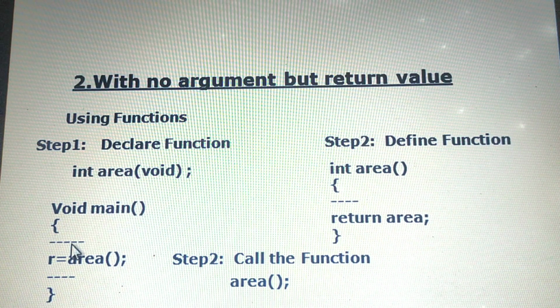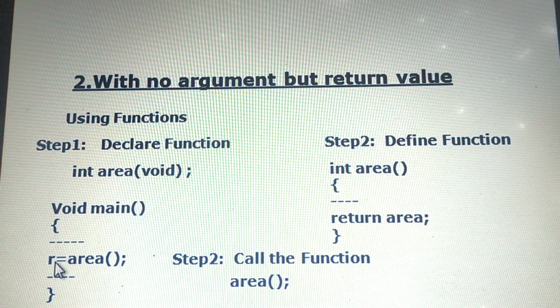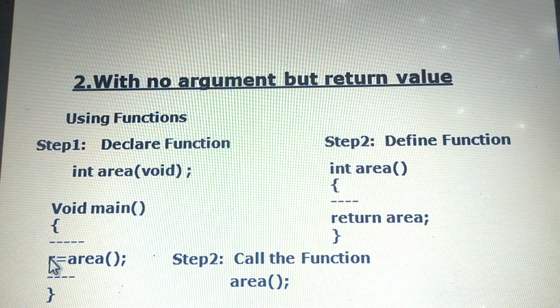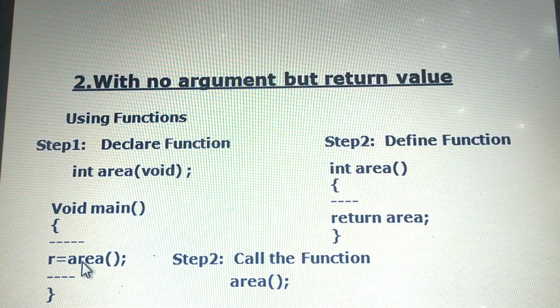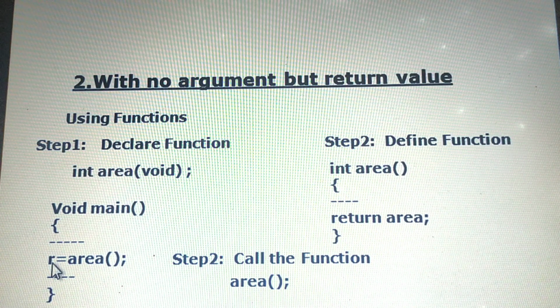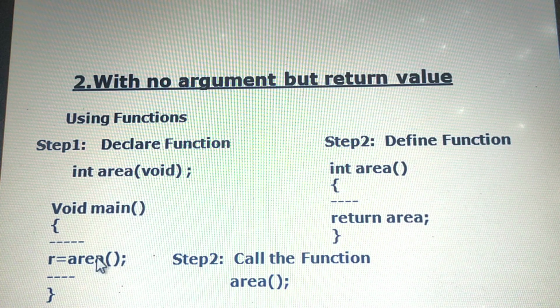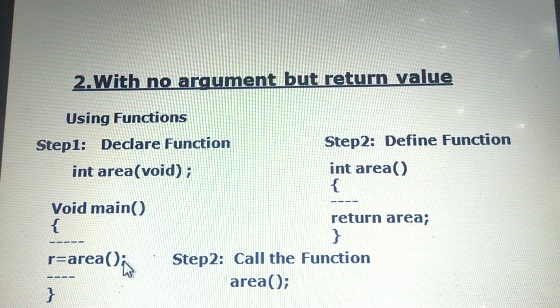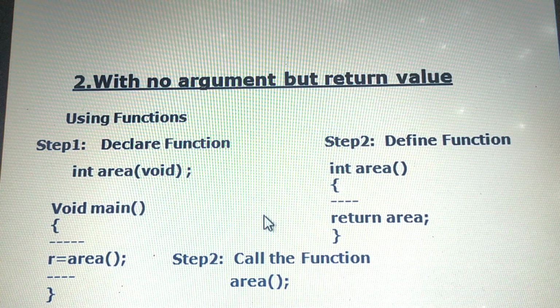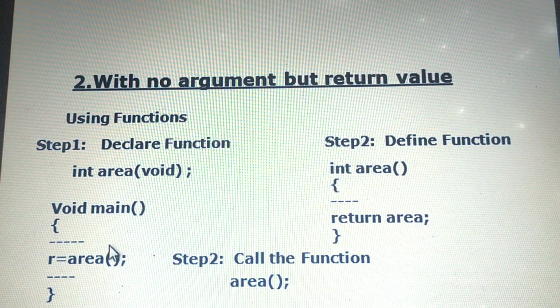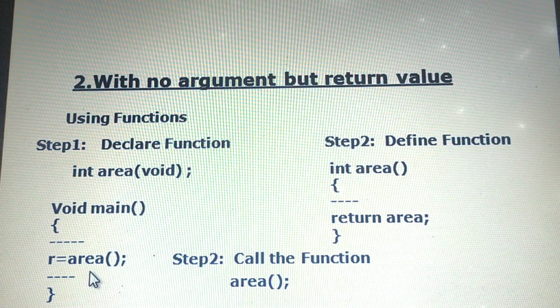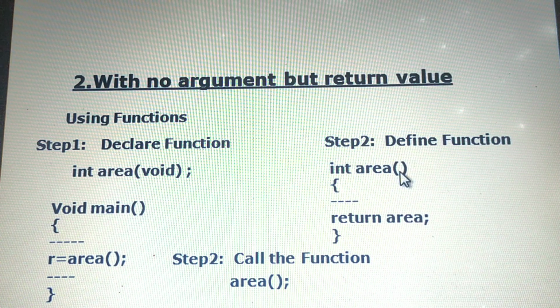While calling the function with a returning value, we require one new variable to store that returned value. So we have taken the new variable r. First we have to declare it, then assign the returned value to that new variable. Then call the function by its name with parentheses, terminated by a semicolon. No arguments. Once we declare and call the function, we have to define the function.